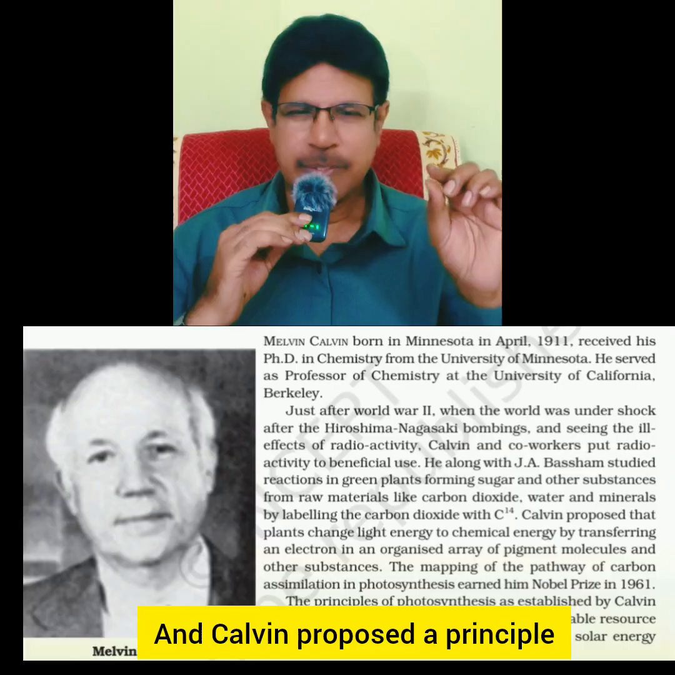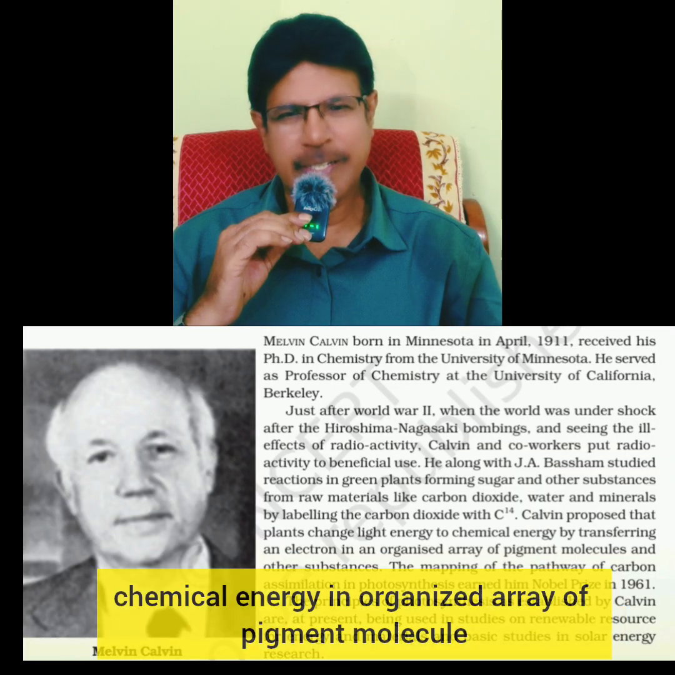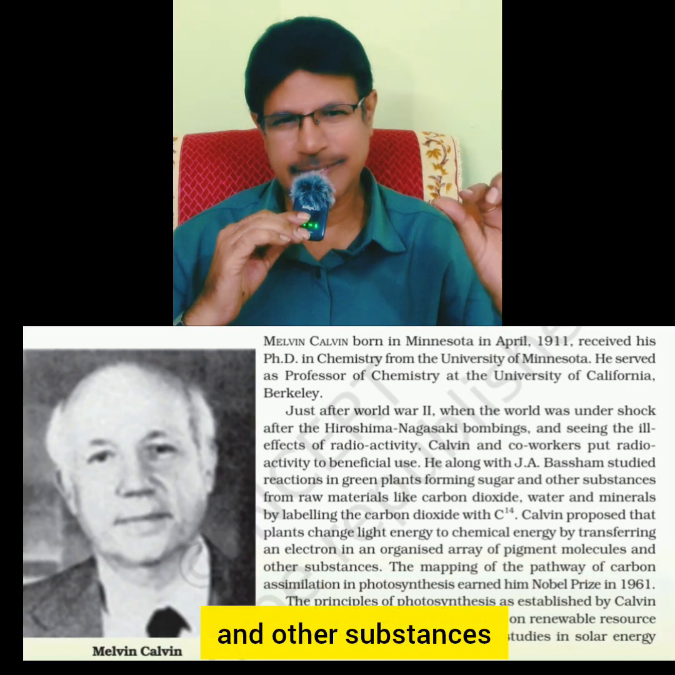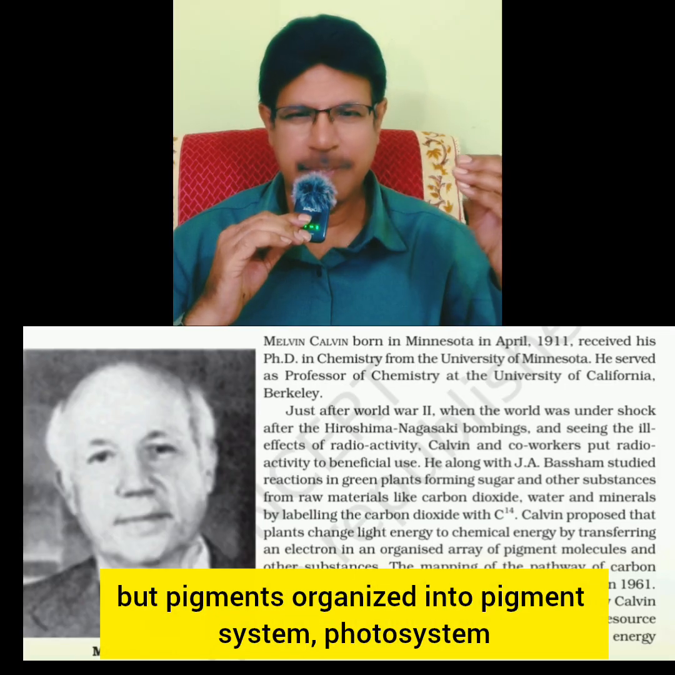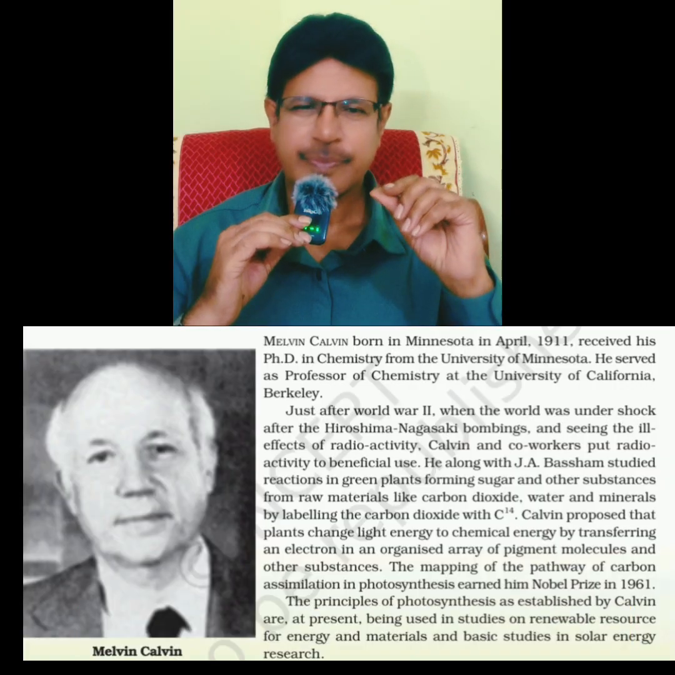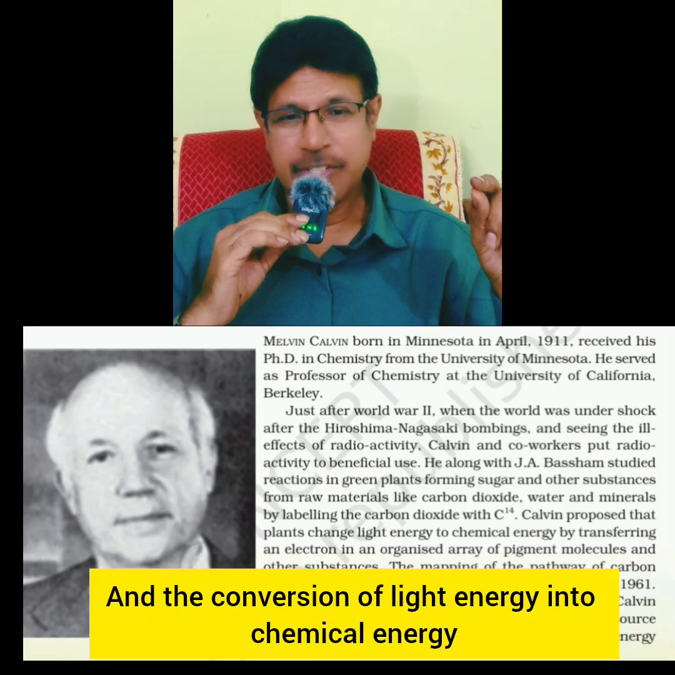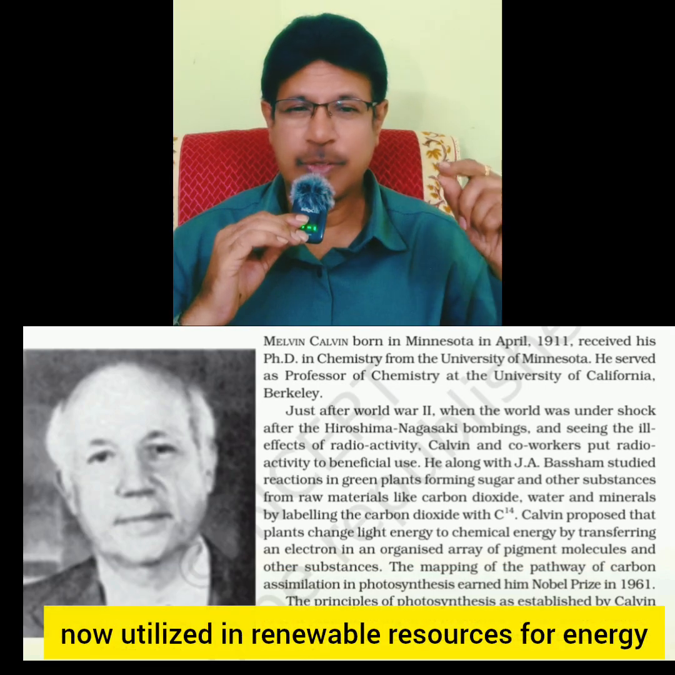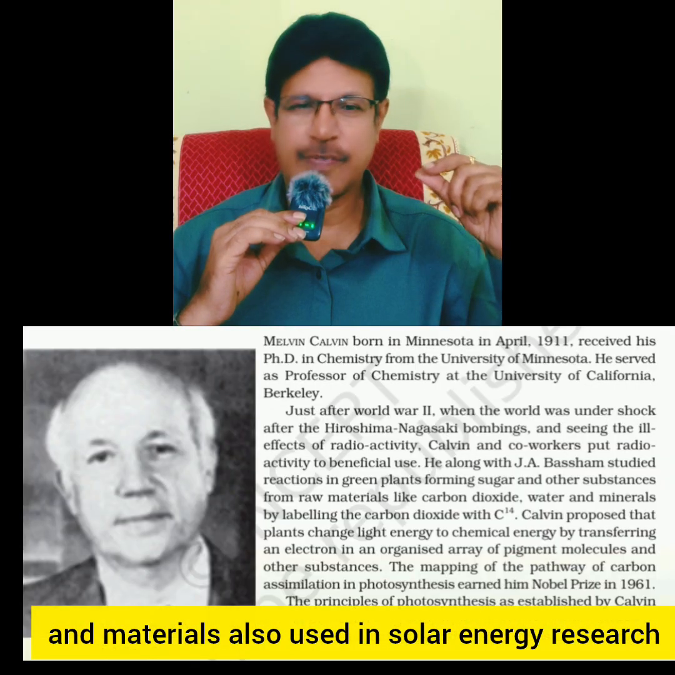And Calvin proposed a principle: plants utilize light energy, converted into chemical energy, in an organized array of pigment molecules and other substances. That is nothing but pigments organized into pigment systems, photosystems, that is photosystem 1 and photosystem 2. And the conversion of light energy into chemical energy, the principle of Calvin, is now utilized in renewable resources for energy and materials, also used in solar energy research.